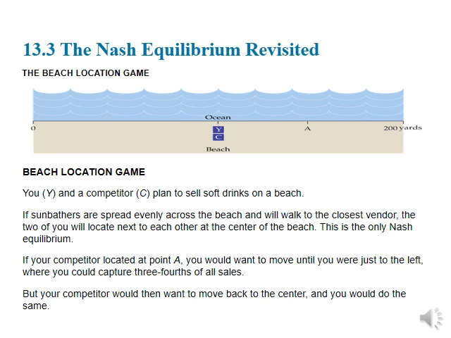What does this mean in terms of Nash equilibrium? Both you and your competitor will locate at the exact midpoint of the beach, where you'll get everyone from this side and they'll get everyone from this side, with the assumption that customers are spread evenly across the beach.